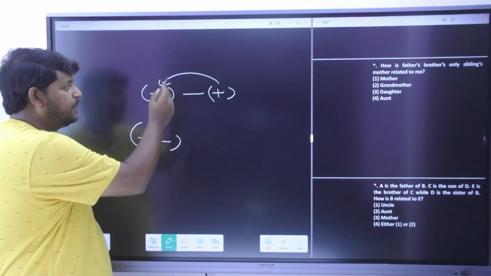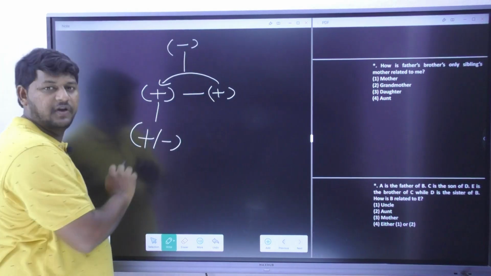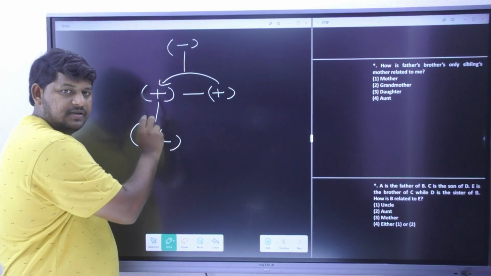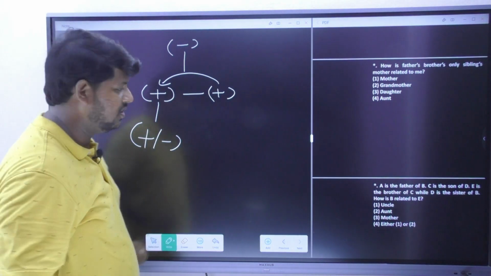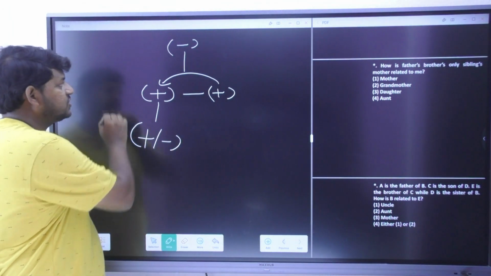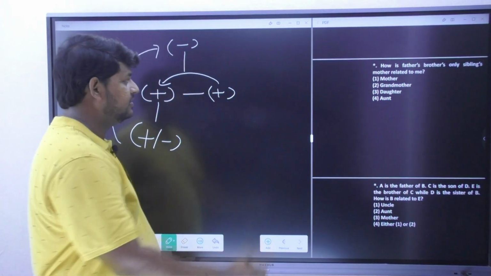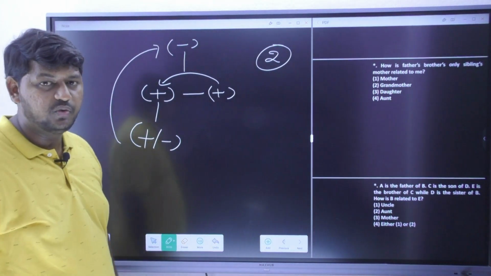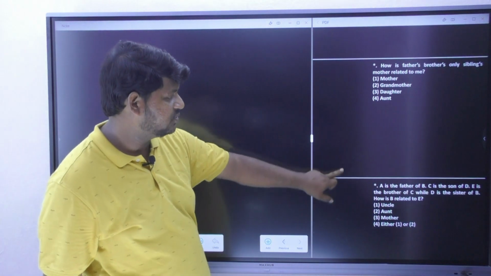Only sibling's mother is also the mother of this fellow. She is also the mother of this person and this person. Now, related to me, obviously our speaker is going to call this lady as what? Grandmother. That is option number 2, your answer. Am I clear? Right. Let's move on to the next question.